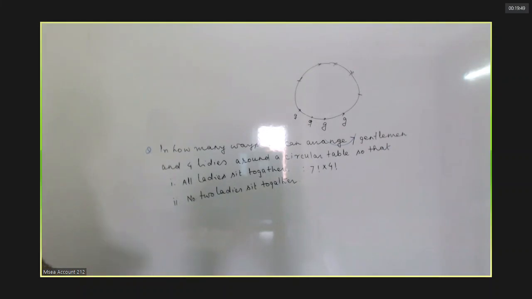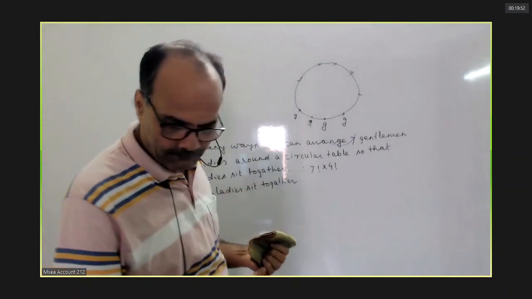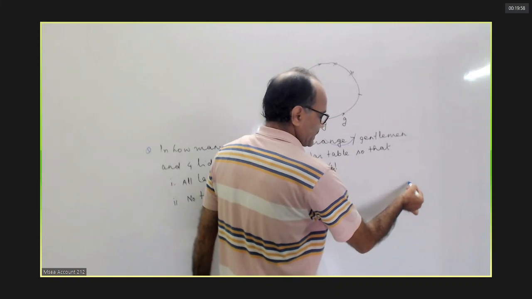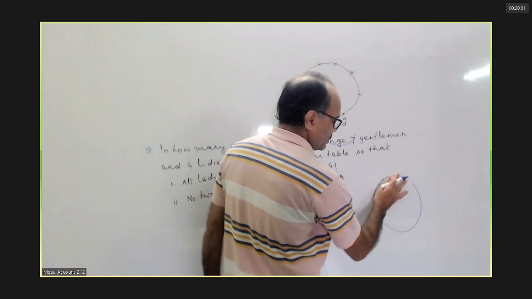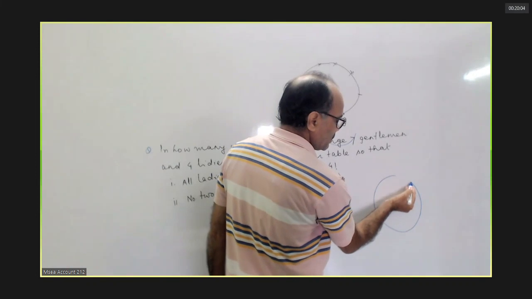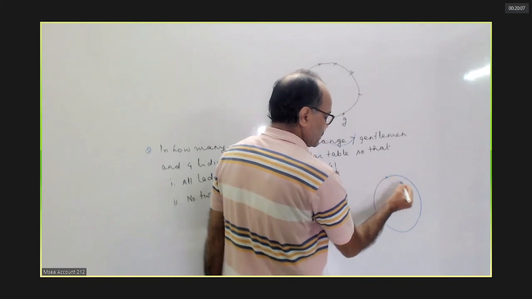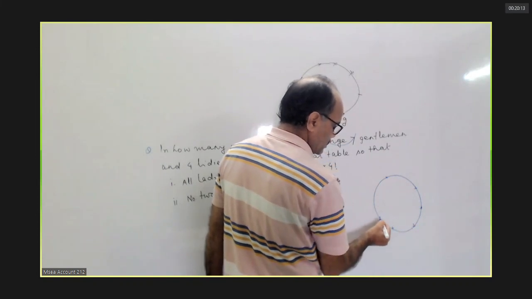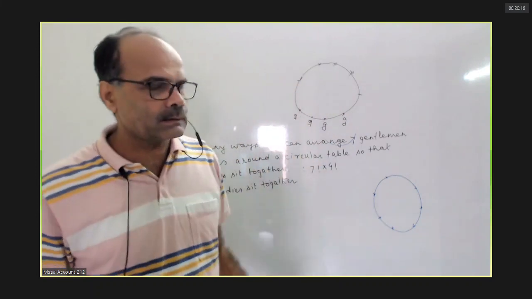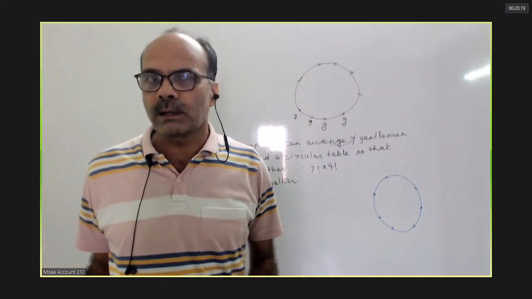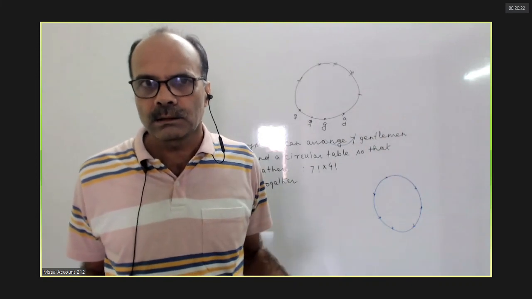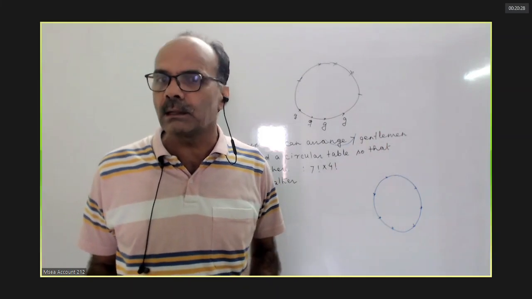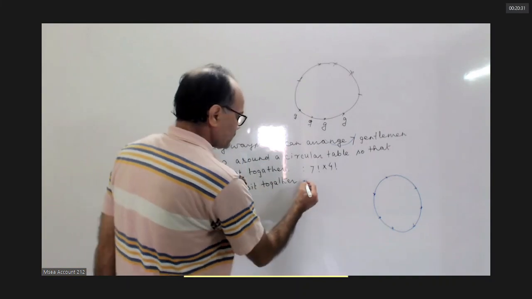Now, no two ladies sit together. Let us first arrange boys. Forget girls, keep the girls aside. The 7 boys can be arranged in a circle in how many ways? 6 factorial ways. 7 boys can be arranged around a circle in 6 factorial ways.